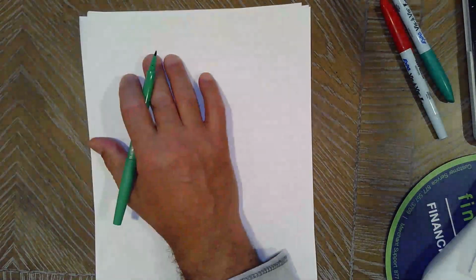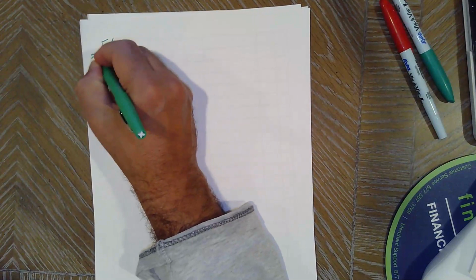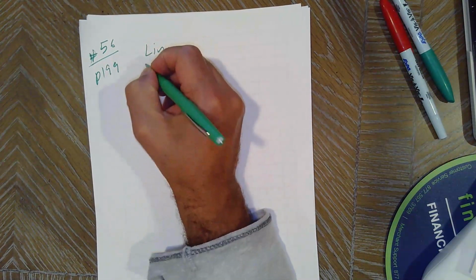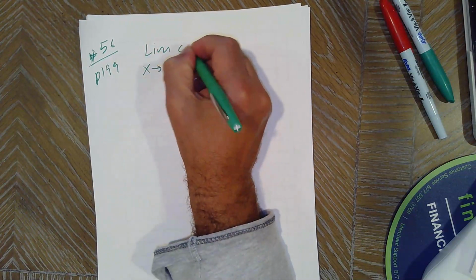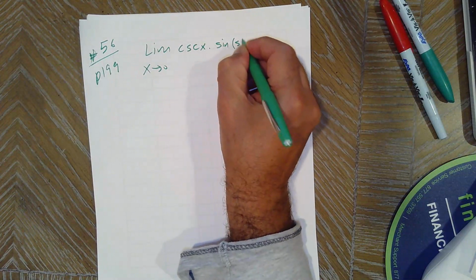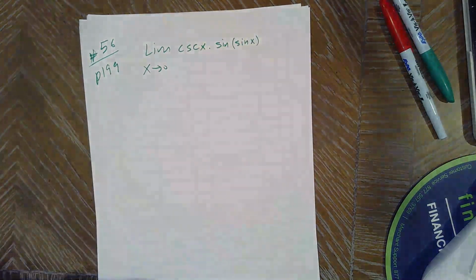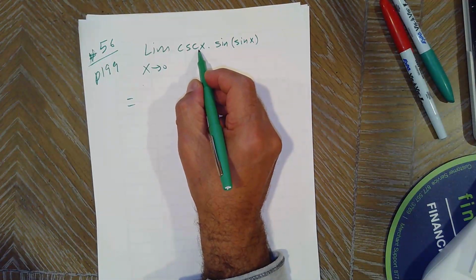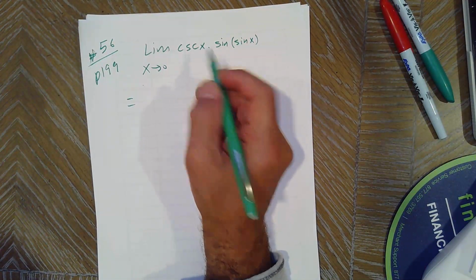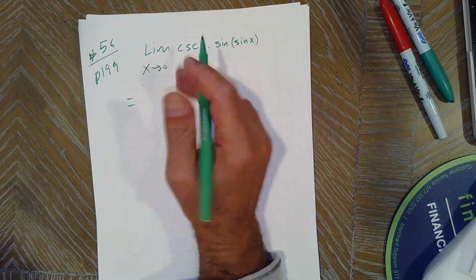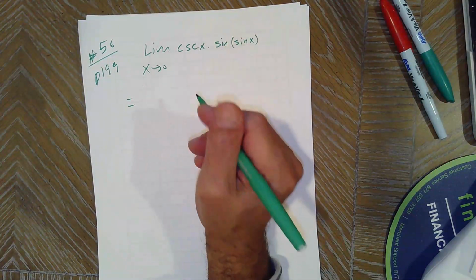One more, and then we'll get to the derivative of trig functions, which is the topic that we're discussing in this section. Limit as x goes to 0 of cosecant x times sine of sine x. So basically cosecant 0 is 1 over sine 0, good luck, and then that's sine of 0, which is 0 times 1 over infinity.